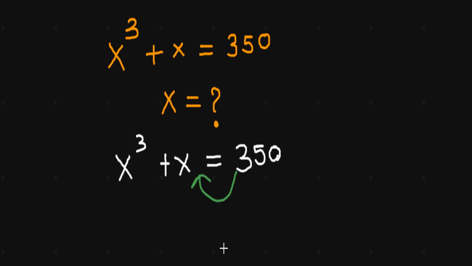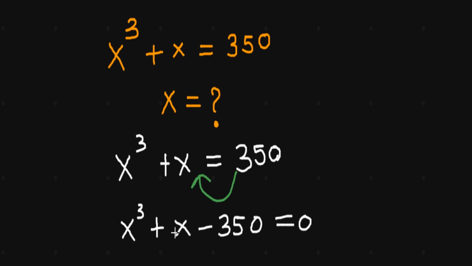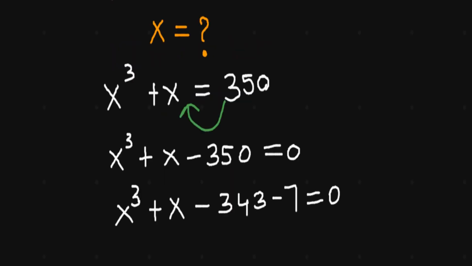So it becomes x cube plus x minus 350 is equals to 0 here. We wrote 350 to the LHS side. So x cube plus x minus 350 is equals to 0 here.